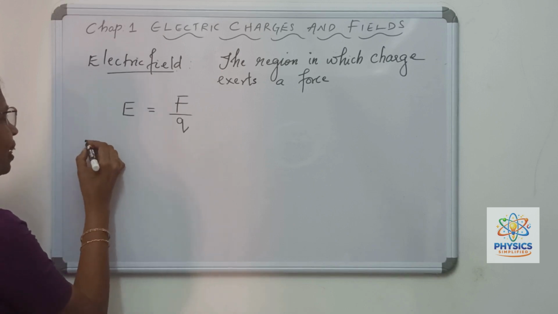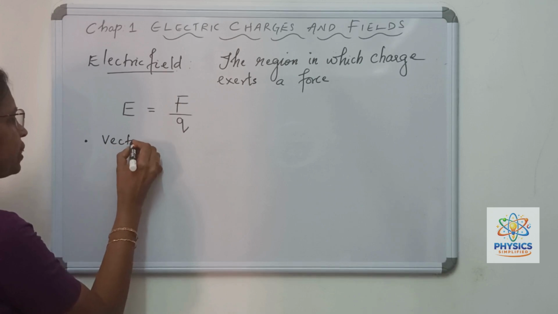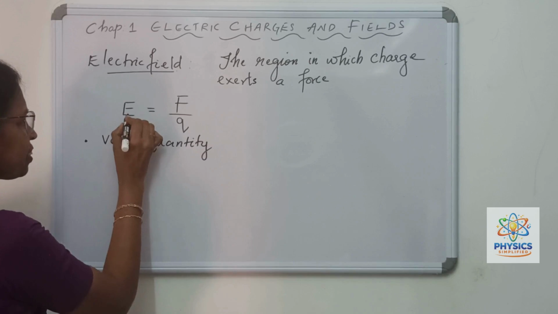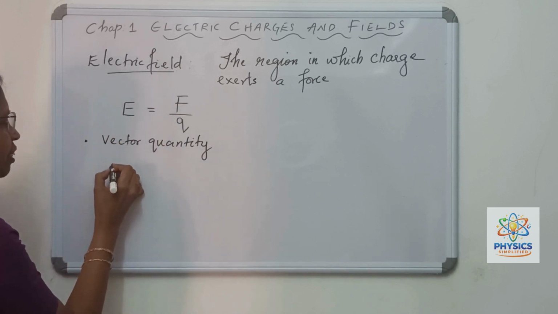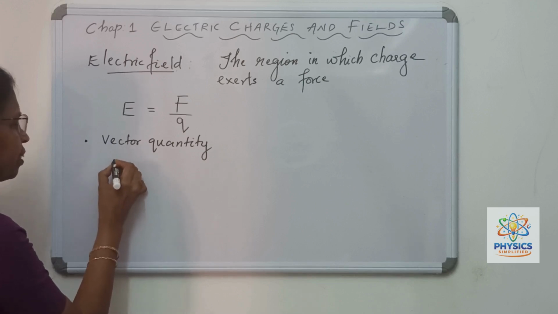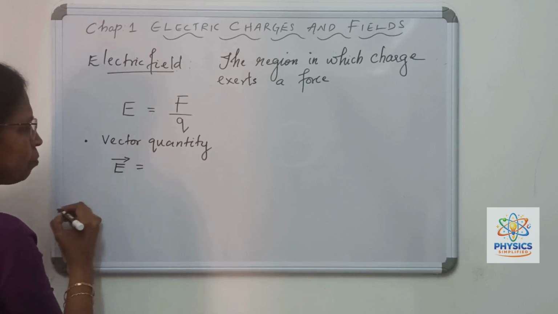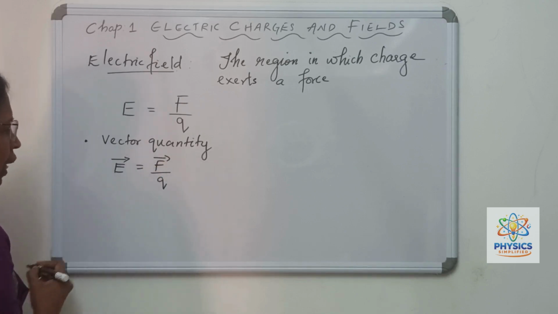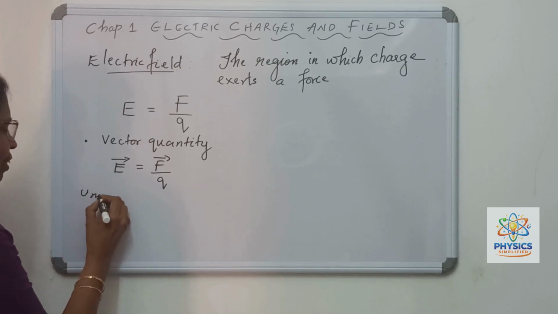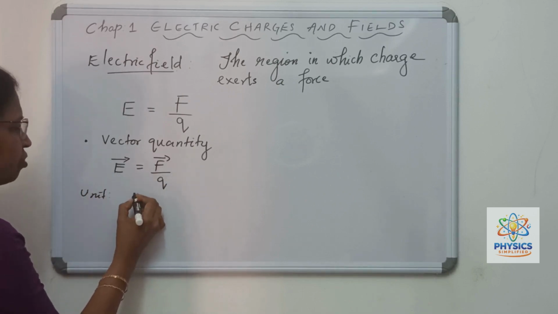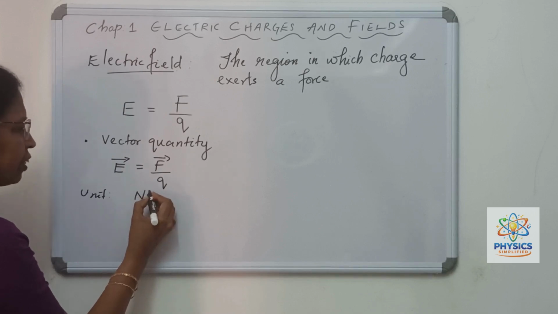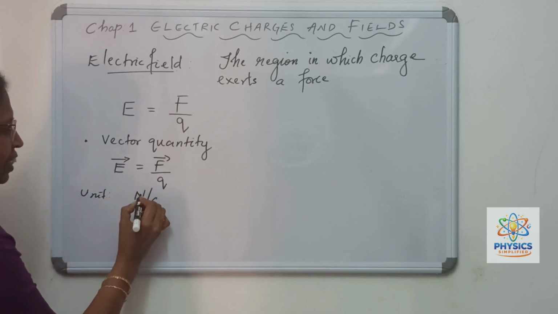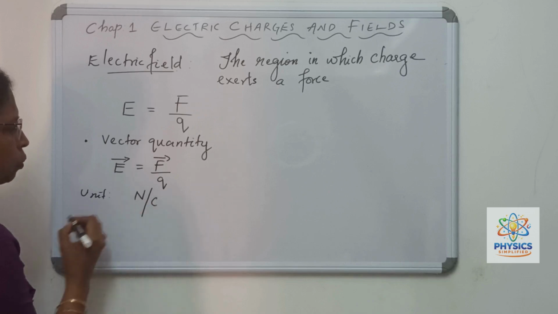And this electric field is a vector quantity. So we have to represent the electric field in vector form as vector E, which is equal to vector F by Q. And the unit of electric field: the unit of force is Newton and the unit of charge is Coulomb. So the unit of electric field is Newton per Coulomb.